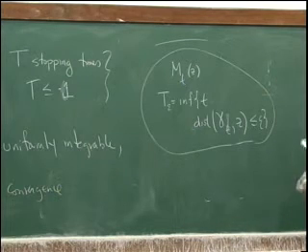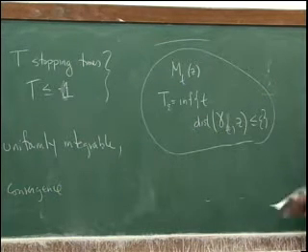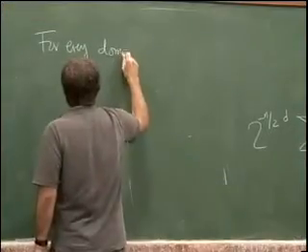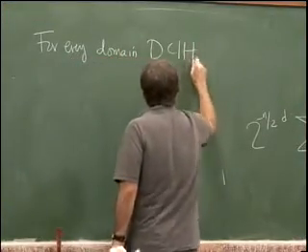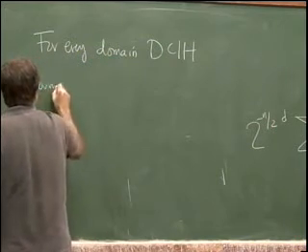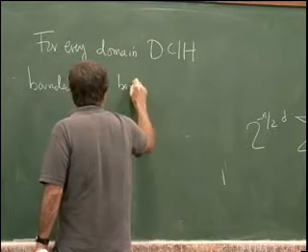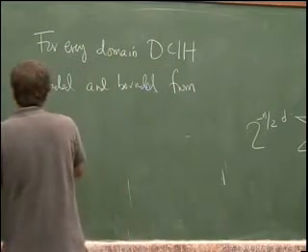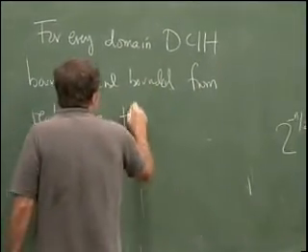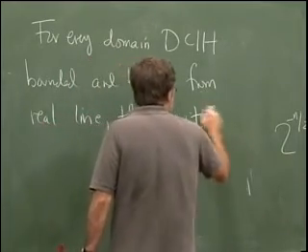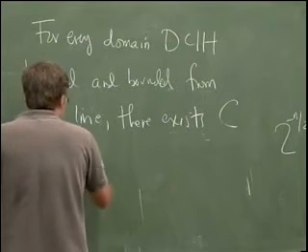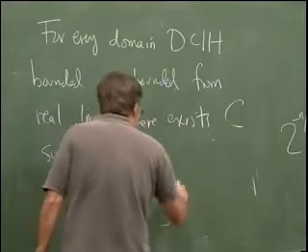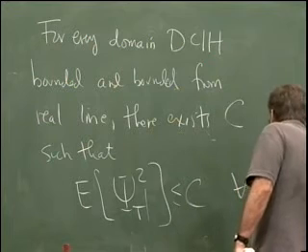So we will show there exists, for every domain D bounded and bounded away from the real line, I'm not sure the second is needed, but let's do it, it's sufficient, bounded from the real line, there exists C such that this is less than or equal to C for every stopping time.